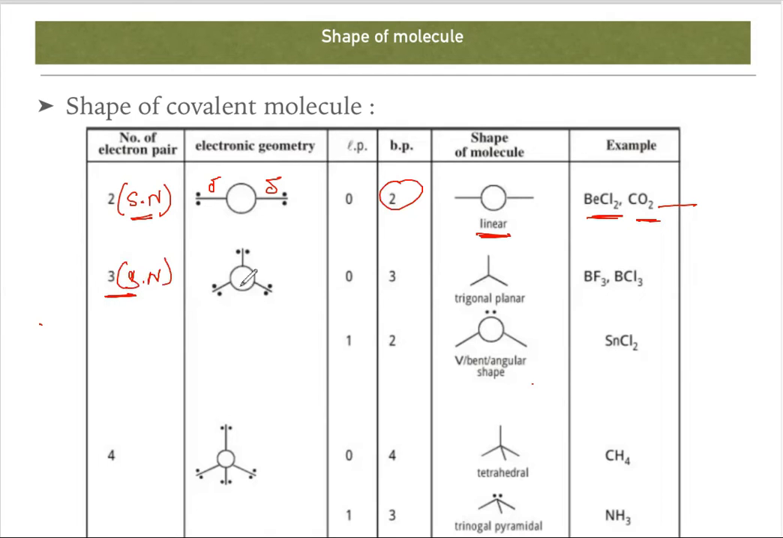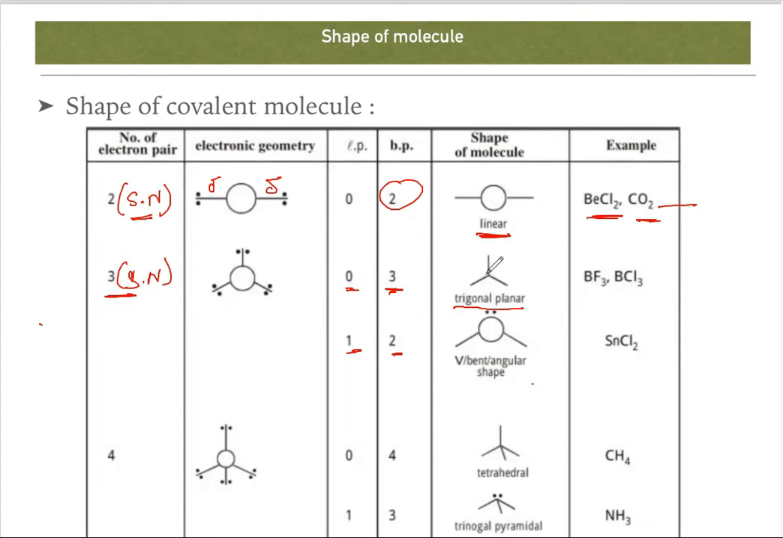That means all the bonds are sigma bond and there is no lone pair. This is one possibility. Second possibility is 2 bond pair and 1 lone pair. So let us go one by one. So first thing, 3 bond pair, 0 lone pair. That means the geometry of this molecule is trigonal planar.